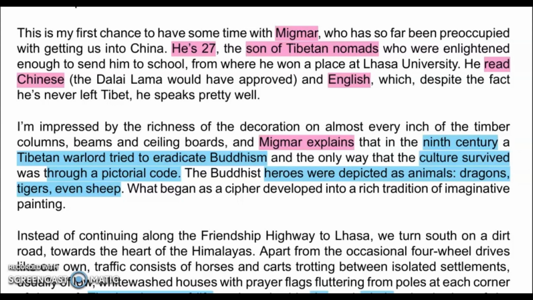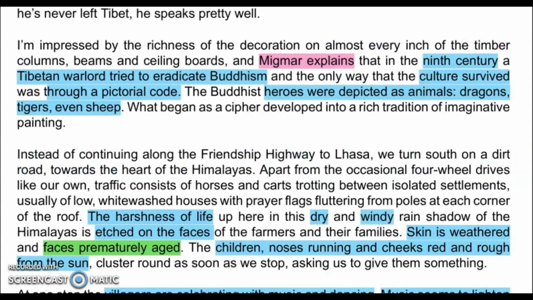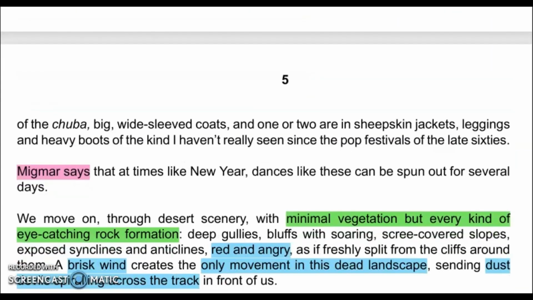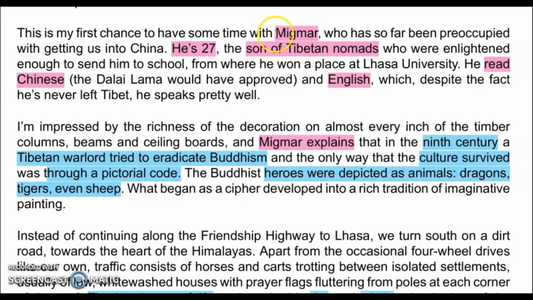As I said earlier, that is a narrative. So the writer is using a character, Migmar, in this travel writing. You can see that Migmar is 27, son of Tibetan nomads. He knows Chinese and English. Migmar explains, and then Migmar says. So what does it all show? With the help of this character Migmar, the writer is making his narrative more dynamic, because he's introducing another voice, and that voice is of someone who's deeply connected to that specific culture which the writer is not familiar with.